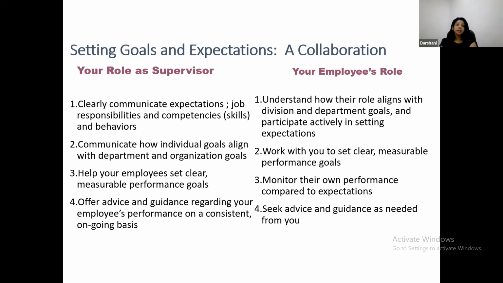And communicate how individual goals align with department goals and organizational goals. Now, the supervisor needs to explain, if you do all these things, you will get this rating, right? Then from one side, when the organizational goal is achieved, the management will definitely consider your promotions. So likewise, you need to explain how the individual goals are related to organizational goals.